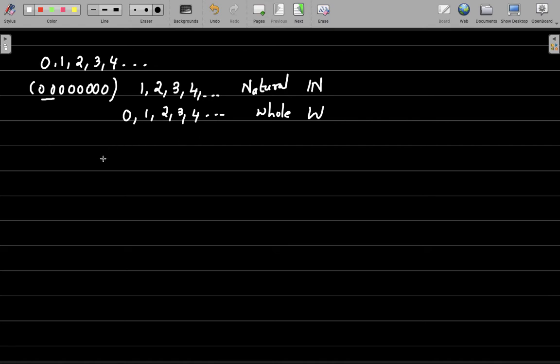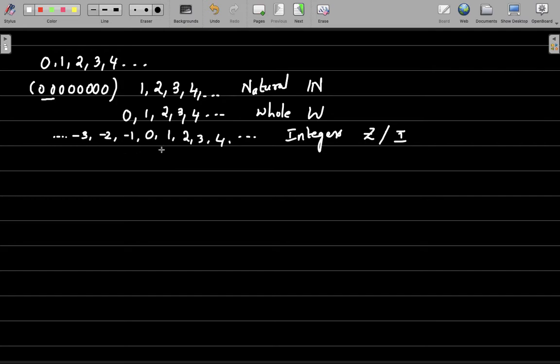And a set of negative natural numbers, 0 and the natural numbers together are what you call as integers, like say -3, -2, -1, 0, 1, 2, 3, 4, and so on. These are called as integers. They are represented by either Z or I.